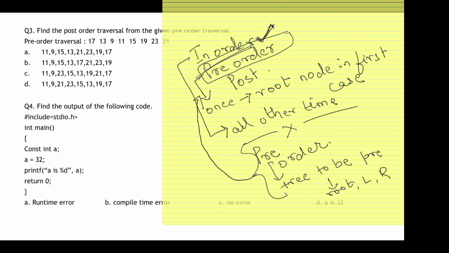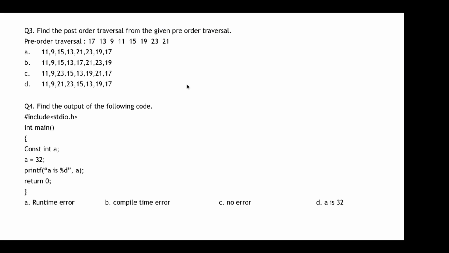So always remember, whenever you're given in-order and pre-order both to find post-order, pre-order is used only for the root, and for all the remaining nodes you use in-order. But if you're only given pre-order and you have to find post-order, like in this question, then you can consider every step in every tree node to be in pre-order. But if in-order is given and you only use pre-order to find the post-order, then your answer will be wrong.